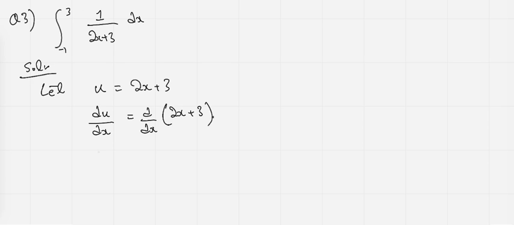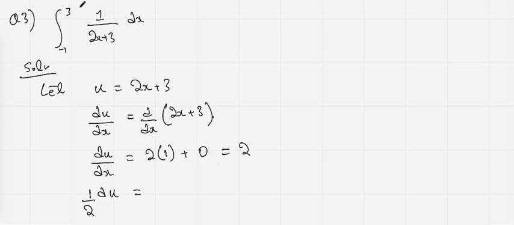Okay, so du by dx is equal to derivative of x is 1 plus derivative of constant 3 is 0, so it is giving you 2. So du is equal to 2 times dx. As you can see here, we are not having any 2 here in the numerator. So what I do, I just shift my 2 over here, and I simply shift my dx on the other side. So at the place of my dx, I would write half du.